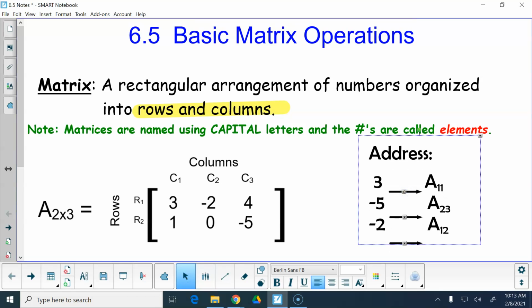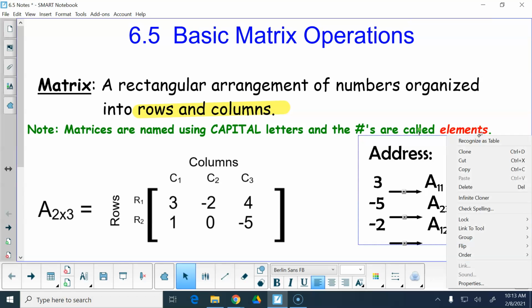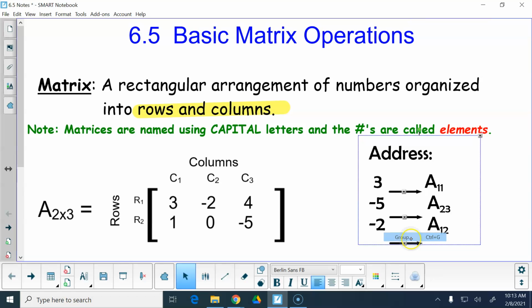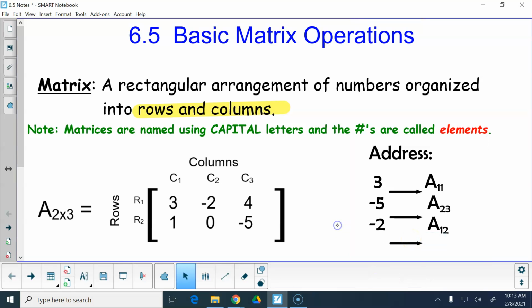I'm not quite sure why that all of a sudden got ungrouped. Maybe. Well, I'll fix that later.